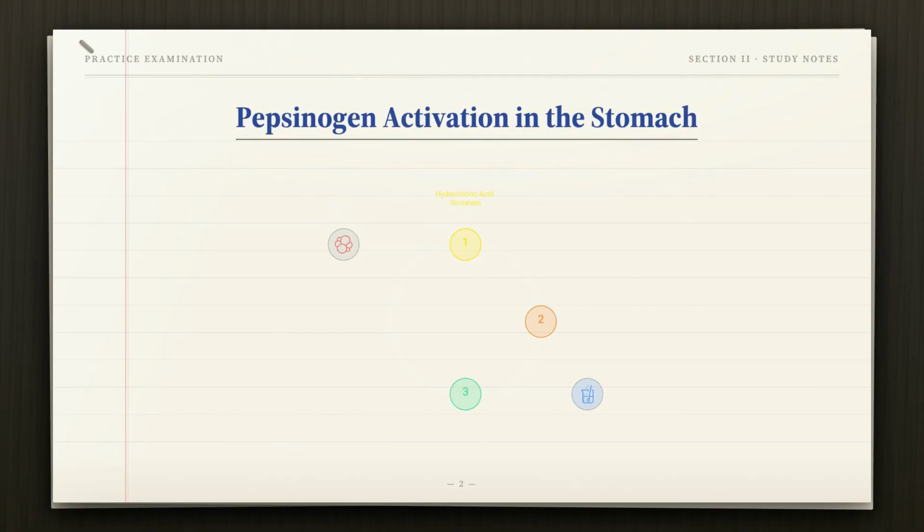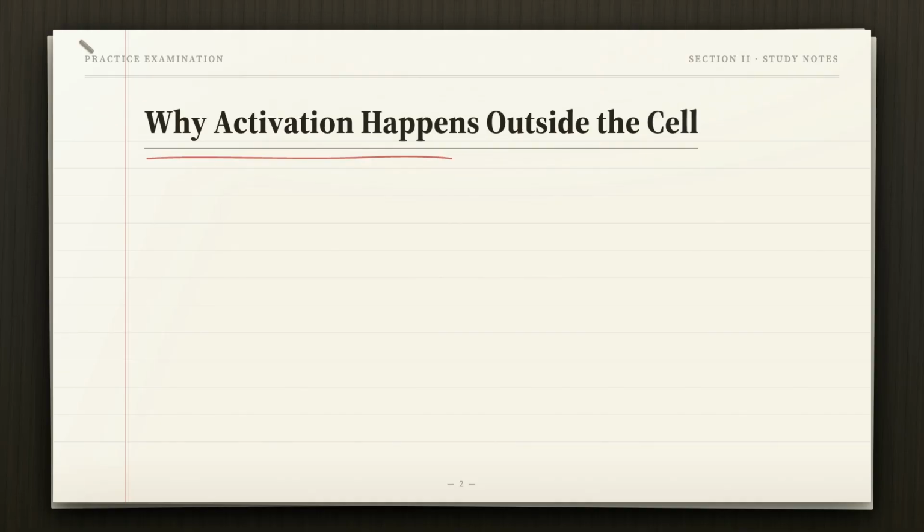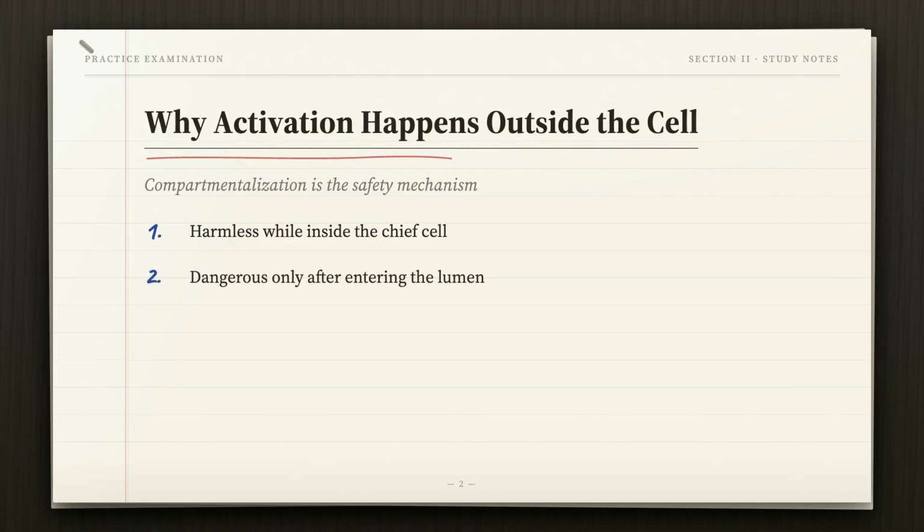Chief cells secrete pepsinogen, a folded blocked precursor, into the gastric pits. Hydrochloric acid from parietal cells cleaves off the blocking segment, exposing active pepsin, and that pepsin then activates more pepsinogen itself, creating a self-amplifying cascade. The molecule is harmless while inside the cell that made it and becomes dangerous only after leaving. So compartmentalization, not chemistry alone, provides the safety.